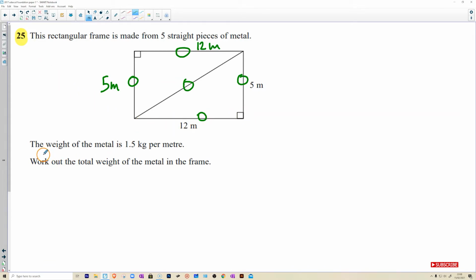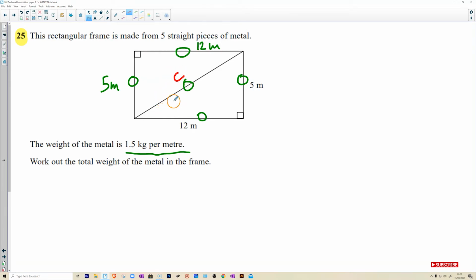So the question goes on to say the weight of the metal is 1.5 kilograms per meter. Work out the total weight of the metal in the frame. In order to find the total weight of the frame, we need to find this diagonal. Now we can use Pythagoras to do that. We know the longest one, the hypotenuse, is going to be that.